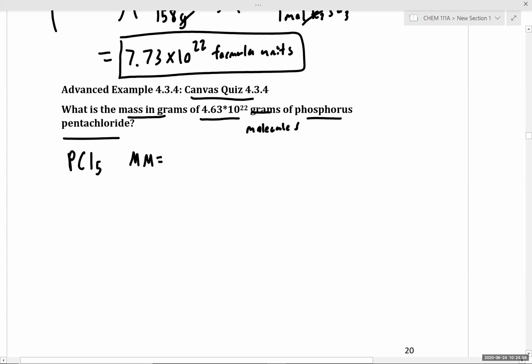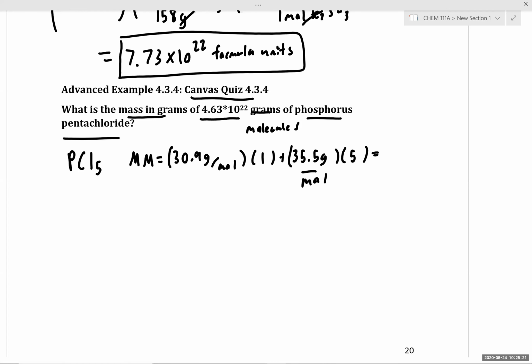Let's calculate the molar mass. Phosphorus is 30.9 grams per mole times one phosphorus atom. Chlorine is 35.5 grams per mole, and we have 5 chlorine atoms. So let's now punch this into our calculator. That in turn gives us 208.4 grams per mole of phosphorus pentachloride.